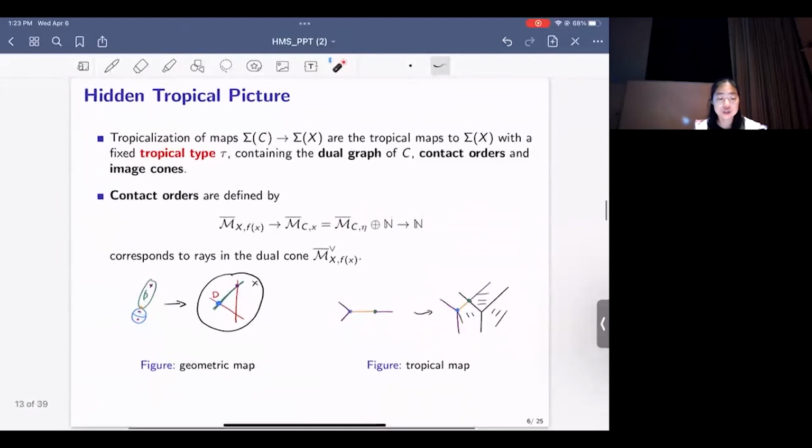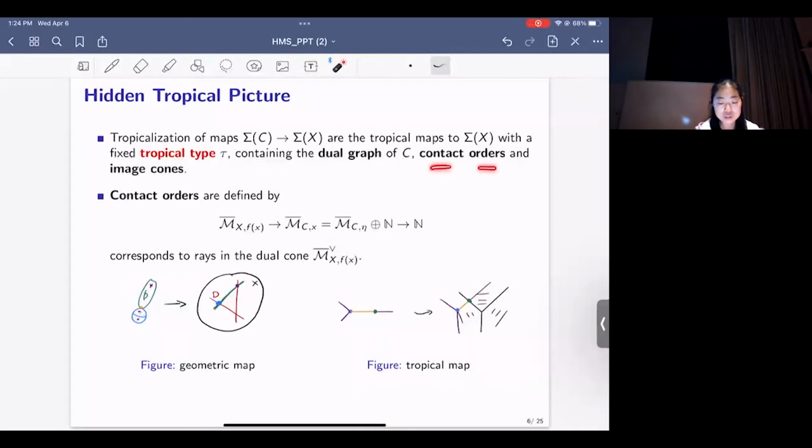Yeah, and the contact orders that we talked about in the morning are defined by this: tropicalization is functorial, and for the tropicalization of the maps, we can associate a map of the cone complexes. This map remembers some combinatorial information, including the dual graph, the contact orders, and the image cones of each nodal point or the marked points.